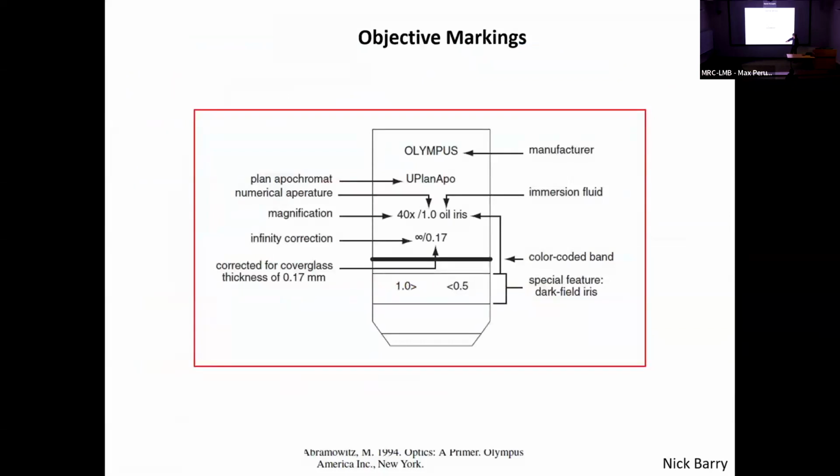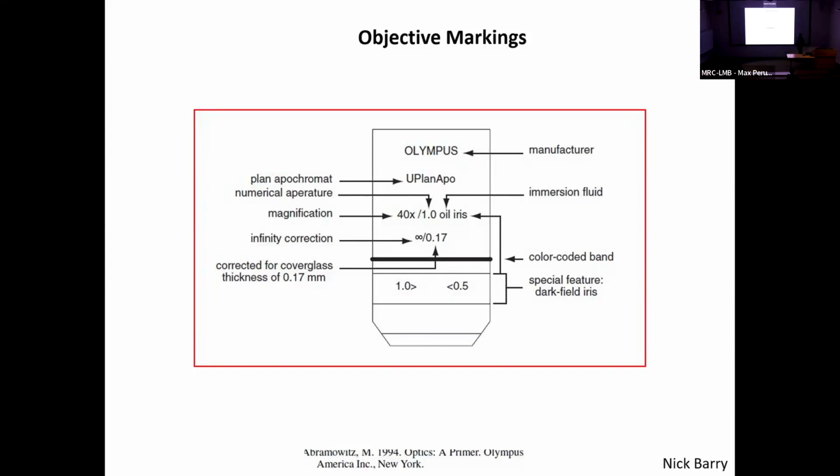The objectives themselves are covered in writing. Most of them, you know, we're interested in magnification, 40x, 100x, whatever. We also can see the NA, the numerical aperture. The bigger that number is, the better the resolution. This writing up here, Plan Apo, tells us about how well color corrected the lens is. So the more writing you have up there, the better, generally speaking.